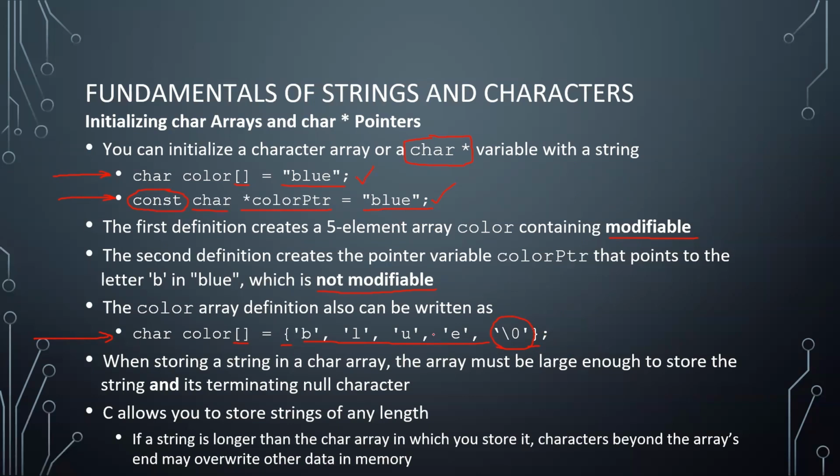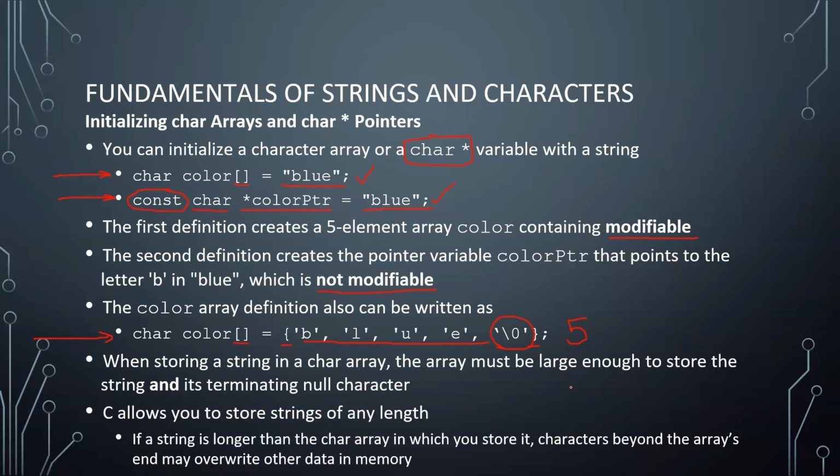When we look at a character array, it does have to be long enough to include every letter plus that null character. So this one is going to have 1, 2, 3, 4, actually 5 elements in it. The 4 letters plus the terminating character.